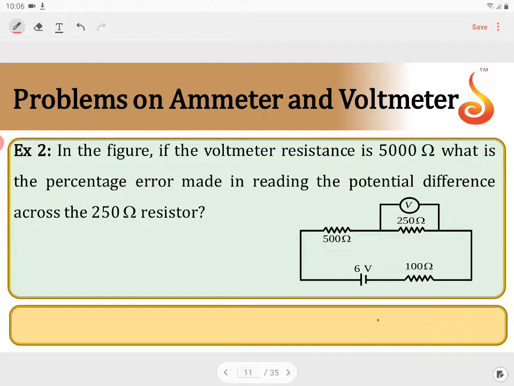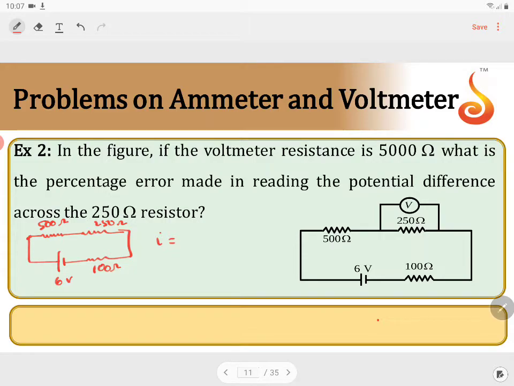So first we calculate the potential difference across the 250 ohm resistor without voltmeter. So without voltmeter, what is the potential difference across the 250 ohm resistor? Without voltmeter, the circuit will be like this. Here we have 500 ohm, here we have 250 ohm, here we have 100 ohm, and here 6 volt. So first we calculate the current in the loop.